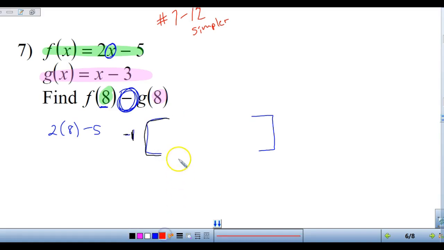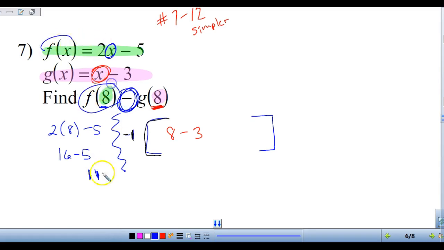And for the other one, I'm going to have 8 going in for x in this one, so I'll just have 8 minus 3. Now, I'll multiply here, so this will be 16 minus 5. And this I can actually do. Now remember, we have to do these two functions separately before we actually combine them. So I'm going to finish this one on the left. 16 minus 5 is just 11. Okay, so that's the first function. So I did the f function, just did this one, and I got 11.